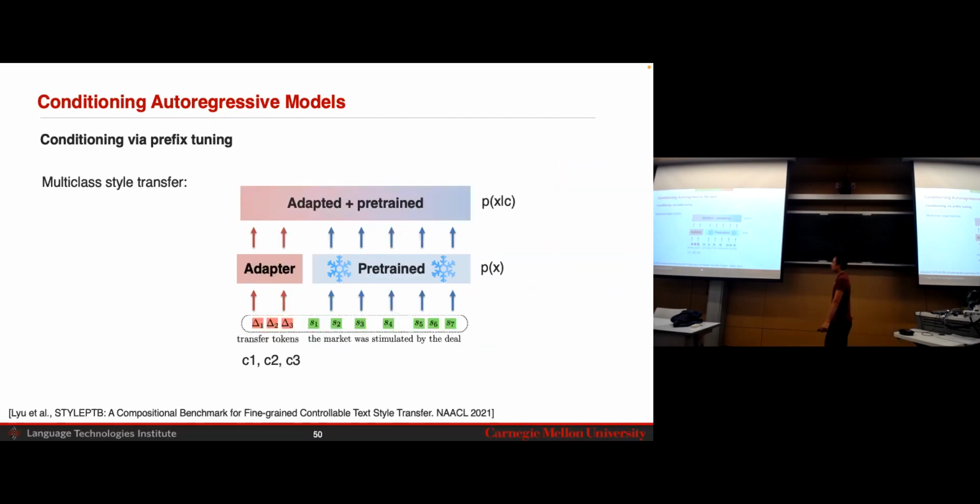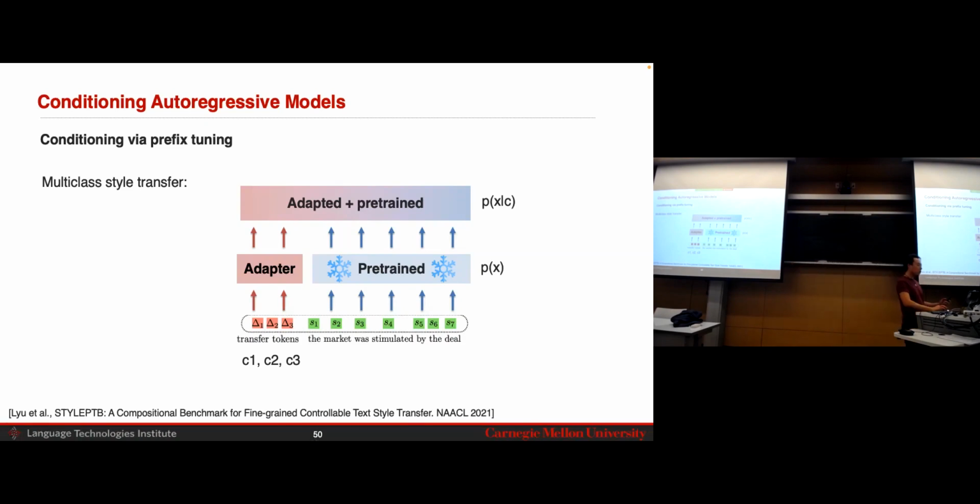So apart from images, we also show that you can do this for style transfer. You have a particular sentence that you want to start with, for example, the market was stimulated by the deal. And there are several stylistic attributes that you want to control. Maybe one stylistic attribute, C1, is grammar. You want to change it from passive tense to active tense. Another stylistic attribute, C2, could be intensity from 0 to 1.